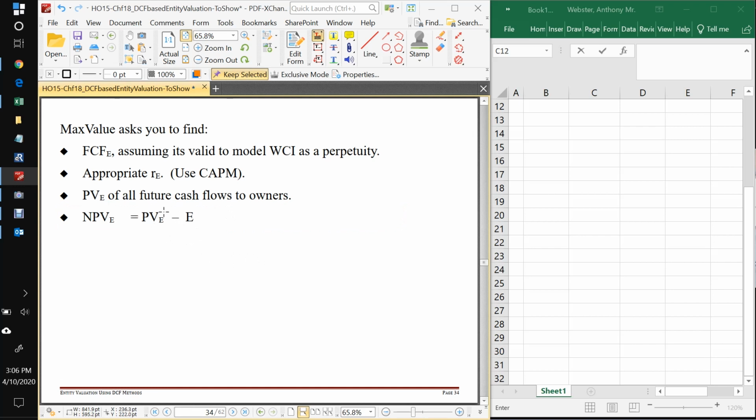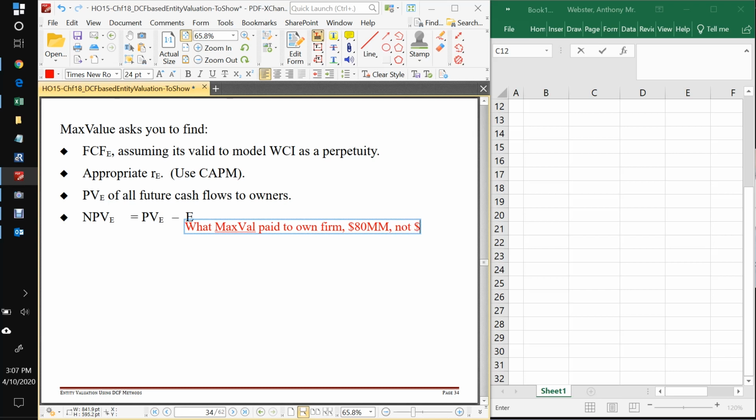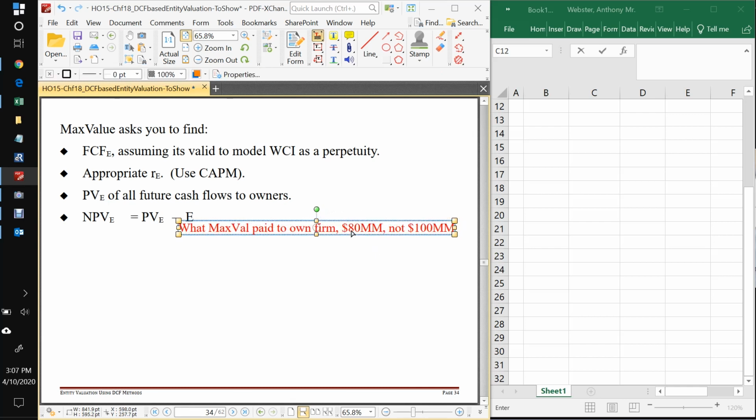It's just going to be the present value of all those future cash flows we get from the firm minus E. E is what Max Value paid to own the firm. Right? And that's 80 million, not the 100. The total price to buy the firm was 100, but Max Value only put in 80 million of its own funds to do that, and the other 20 million is D.